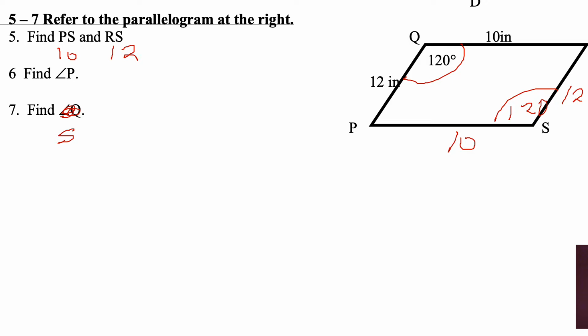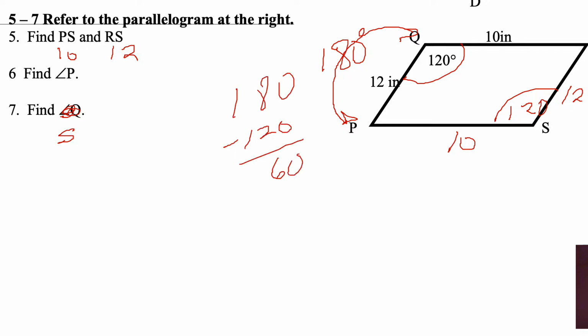Now, these are opposite, but we don't know what they are yet. But we can remember that on a parallelogram, and all the children of the parallelogram, the side-by-side angles, Q and P are side-by-side, they're going to be supplementary and make 180. So if I need 180 and I got 120, that leaves me 60. So now these two add up to be 180. So P is 60 degrees and S was 120.